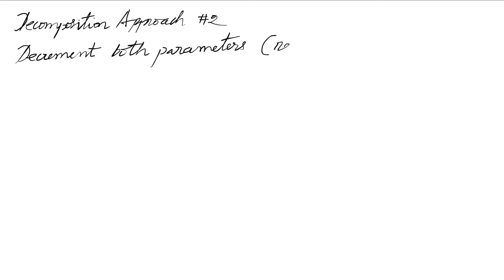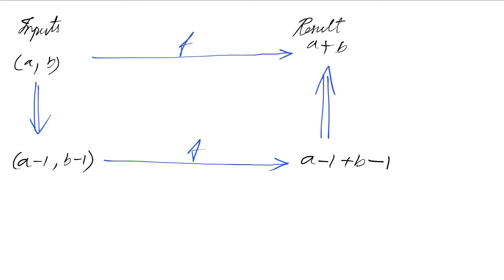Decomposition approach number 2. We decrement both parameters. This reduces the size of the problem. Let's now look at the recursion diagram. The inputs and the results are the same as before.